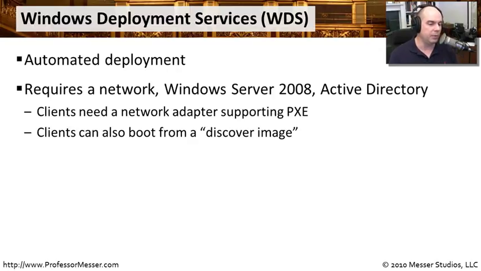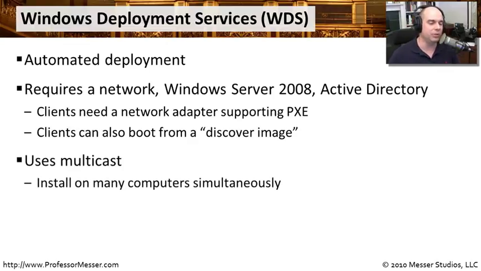You can also boot from what we call a Discover image that we'll have available, so that your system will know where to connect to and where to start the deployment process and where to wait, so that it can then become part of a larger group of devices that will all be installing Windows all at the same time. And it uses something to do this called multicast.